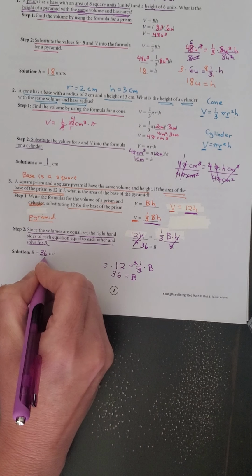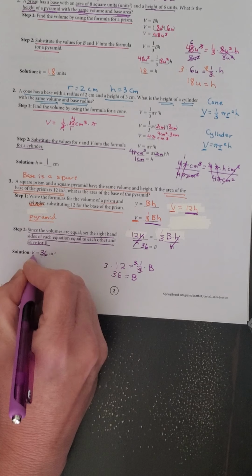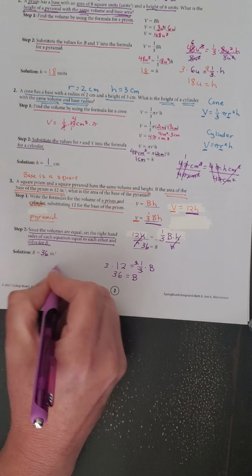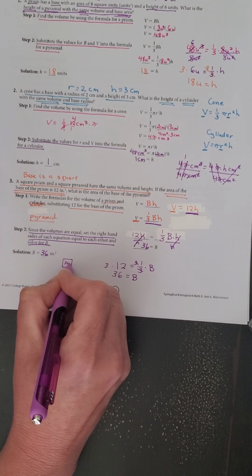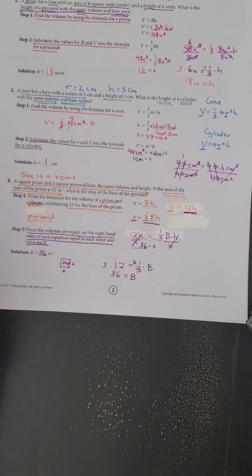Now, if they asked you for the side length, you could keep going. Since the base is a square, the area of the base is 36 inches squared. That must mean that the sides are 6 times 6.